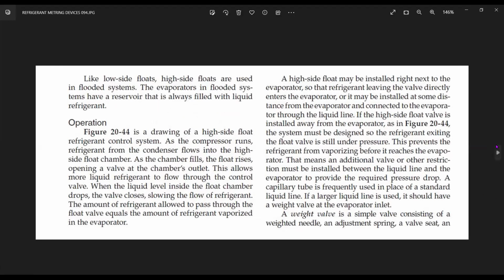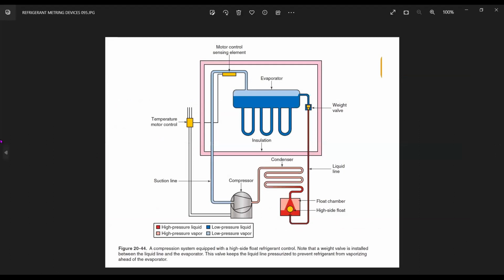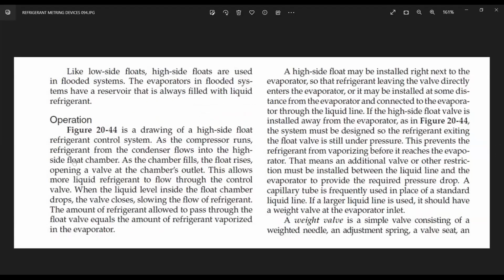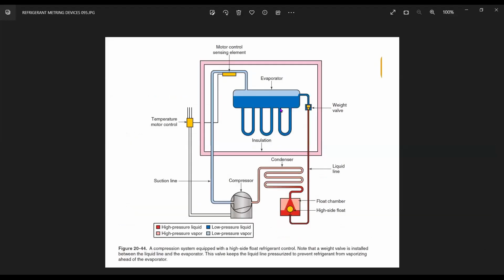In this drawing ahead, which is this diagram, the compressor runs the refrigerant from the condenser flow to the high side float chamber. That means from here it starts running to the high side float chamber. Okay, यहाँ से आपका outlet में.